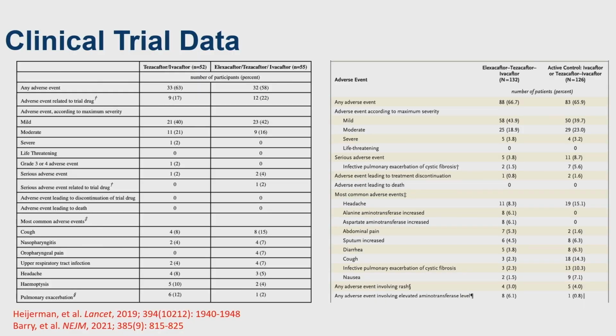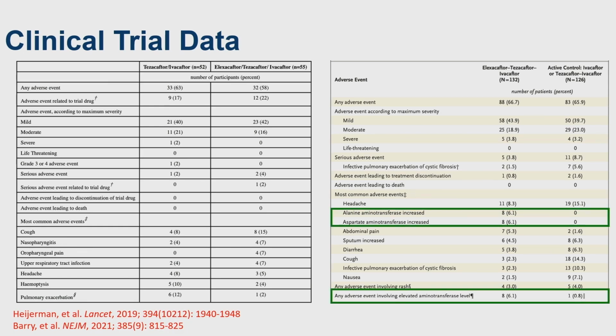So there's multiple trials. This is two. So on your left is patients with 2 delta Fs. The one on the right is with a single delta F, all over the age of 12. And what we see in the clinical trials is a pretty low side effect profile when you think of it from a liver standpoint. Roughly 6% of those on ETI were having signs of elevated transaminase levels.